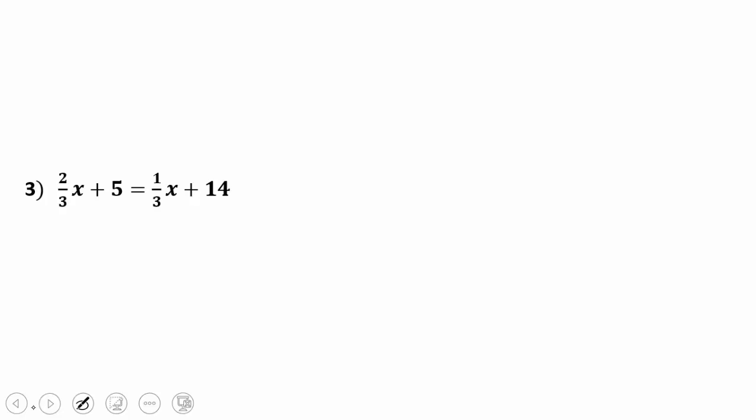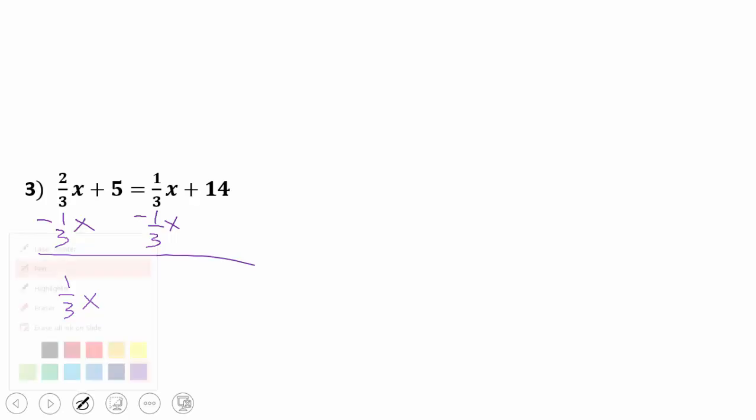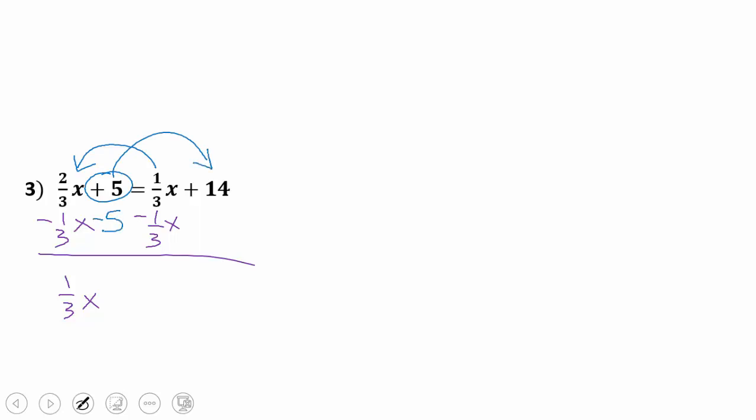I recognize 1/3 is smaller than 2/3, and it's real easy to subtract that 1/3 x from both sides, giving me 1/3 x. And then I'm going to say to myself, since I moved the x term to the left side, I'm going to move that constant 5 to the right side, using the opposite operation. It's positive on the left side, so to get it to the other side, I got to make it negative. And 14 minus 5 is 9.